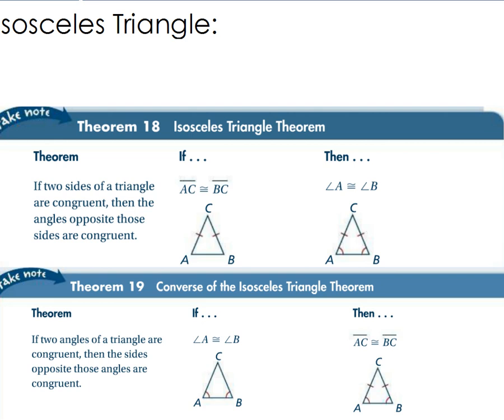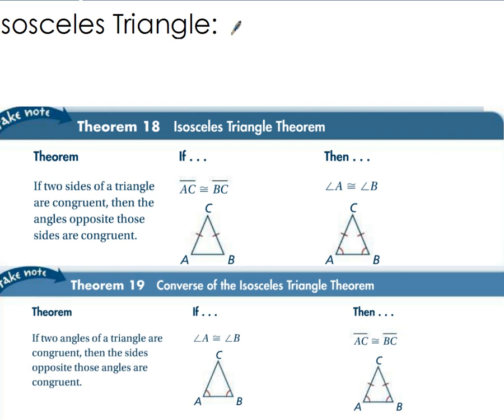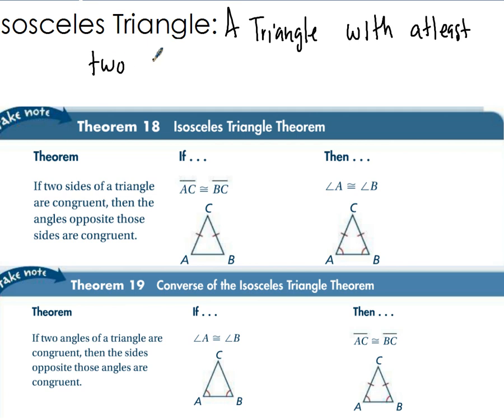Today we are talking about isosceles triangles and the theorems that go along with them. An isosceles triangle is a triangle with at least two congruent sides. So that means two of its sides are congruent, that they have the same measures.